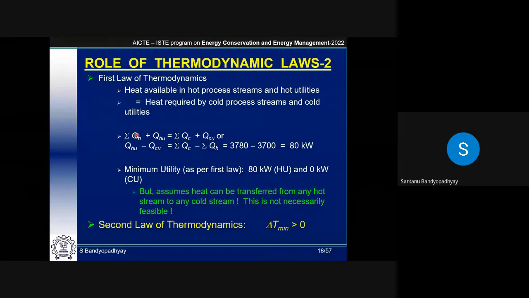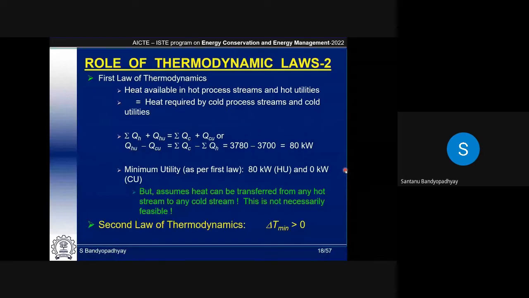So I can write down this equation: heat available from hot streams, plus some amount of hot utility, must be equal to the heat required by the cold streams and the heat taken away by the cold utility. So if I rearrange, I'll get that QHU minus QCU, the hot utility and cold utility difference, is equal to 80. So if I take QCU equal to 0, QHU equals 80. So the minimum requirement is hot utility 80 and cold utility 0.